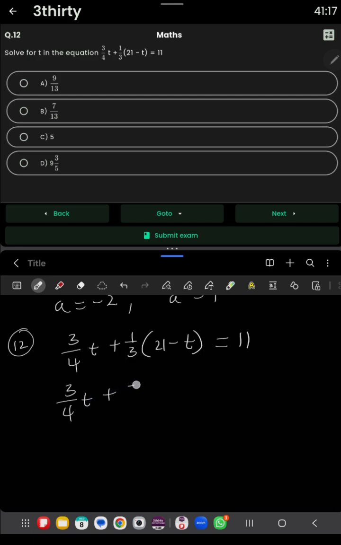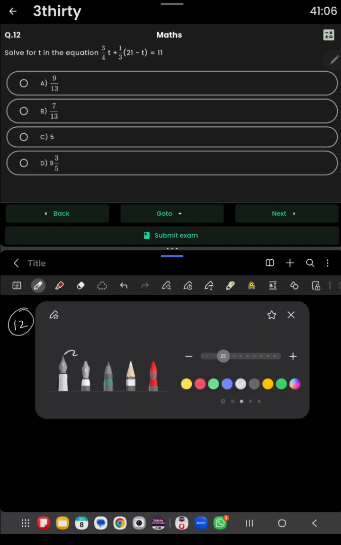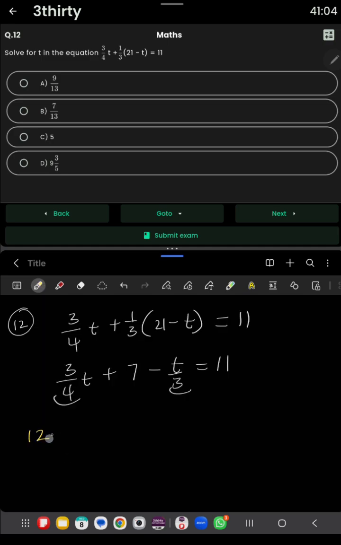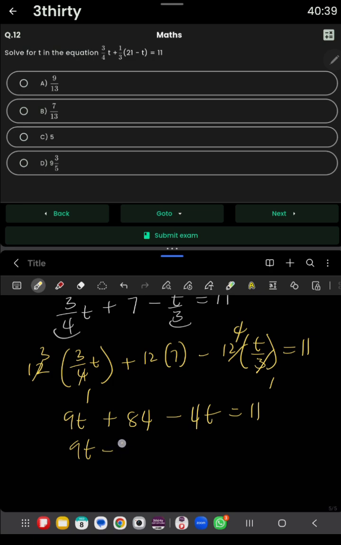This will be T over 3 equals 11. So whenever you have a fraction, you multiply it through by the LCM. Our LCM here is 12 because I have 4 and I have 3. So if you multiply by 12, you have 3 over 4 T, you have 12 into bracket 7, you have 12 T over 3 equals 11. So 4 here 1, 4 here 3, that's 90 minus 84. This is 4, so that's 4T equals 11.